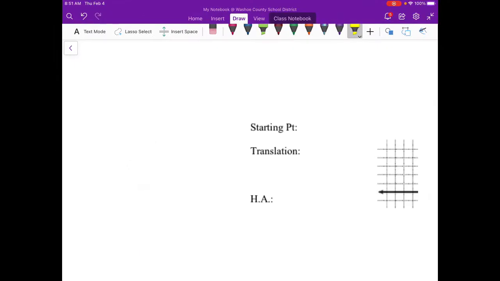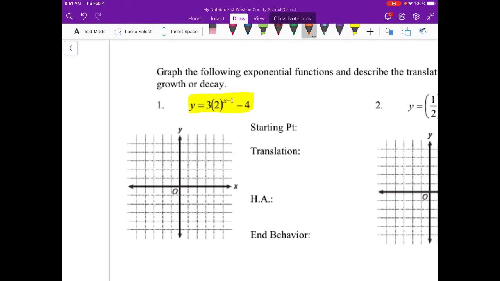So going back to the notes, okay, this -4 shifted the graph down, okay? So this is shifting the graph down 4. And again, that is going to represent your horizontal asymptote, which is always y equals, right? So that's going to be my horizontal asymptote. It's going to be down here. It is never going to cross that horizontal asymptote.